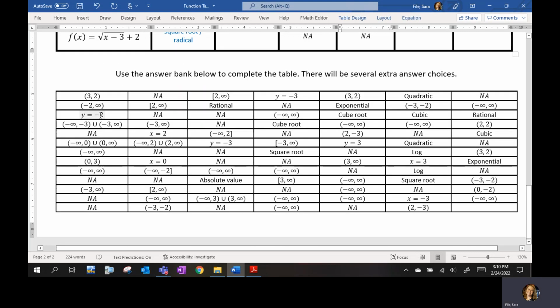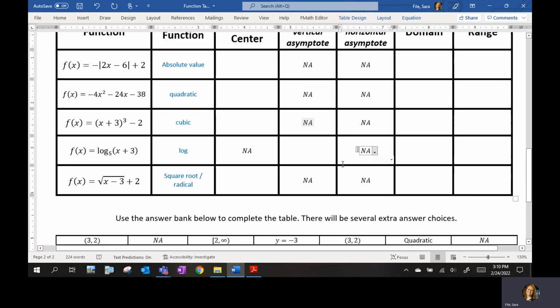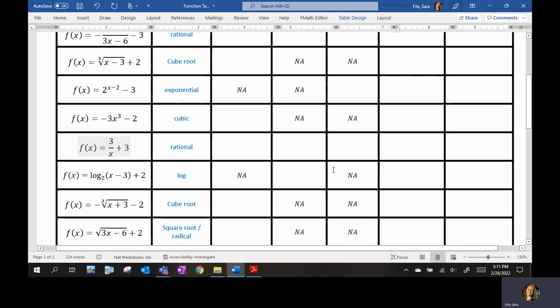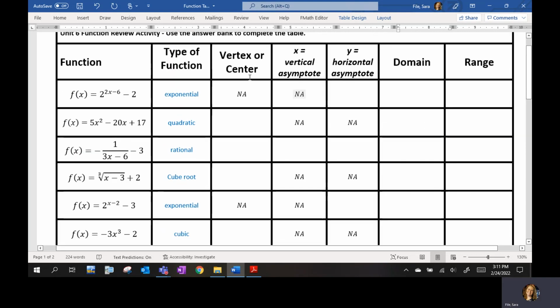So if you come down here, that's why all these NAs are in this answer bank, because there were a lot of not applicables for asymptotes and some of the vertex centers that I had already filled in for you.